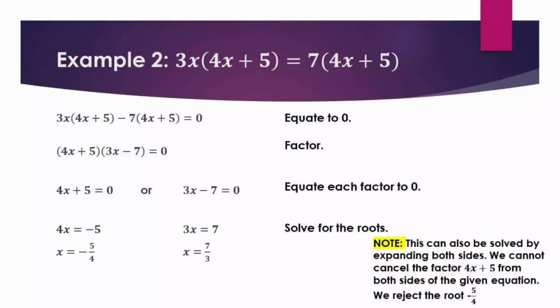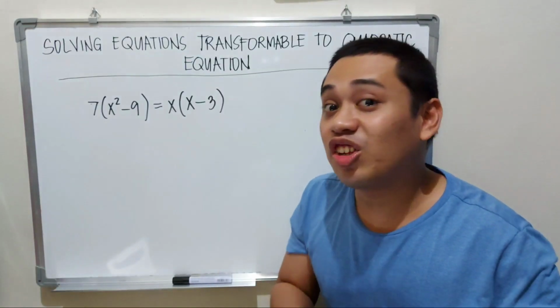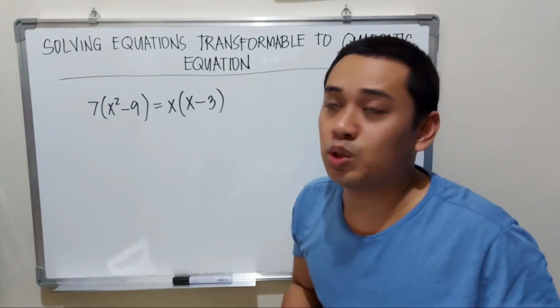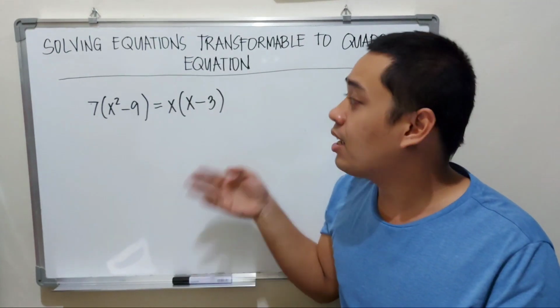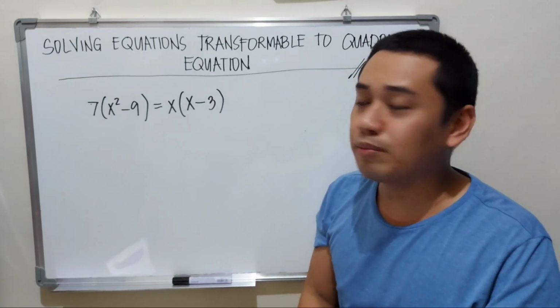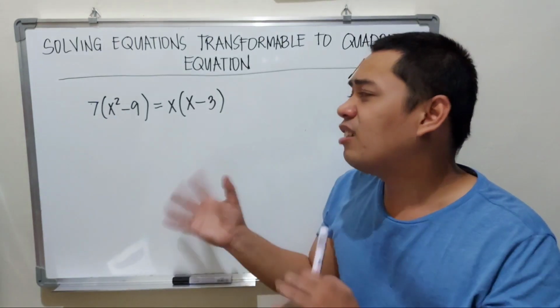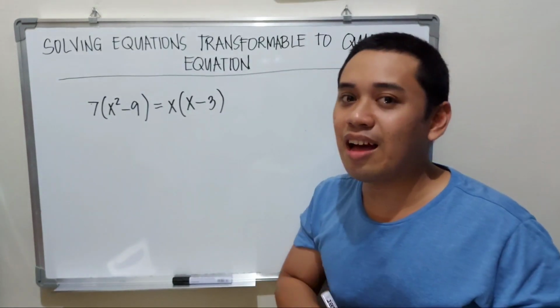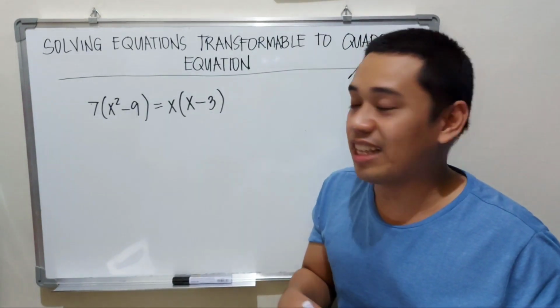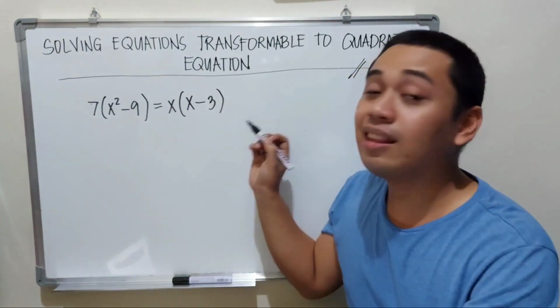Note that this example can also be solved by expanding both sides. We cannot cancel the factor 4x plus 5 from both sides of the given equation. Now, let's try to examine another example similar to the previous one. We have here 7 times x squared minus 9 is equal to x times x minus 3. Since wala na siyang fraction, we need to distribute na lang yung common monomial factors na nakikita natin, which is yung 7 and yung x.